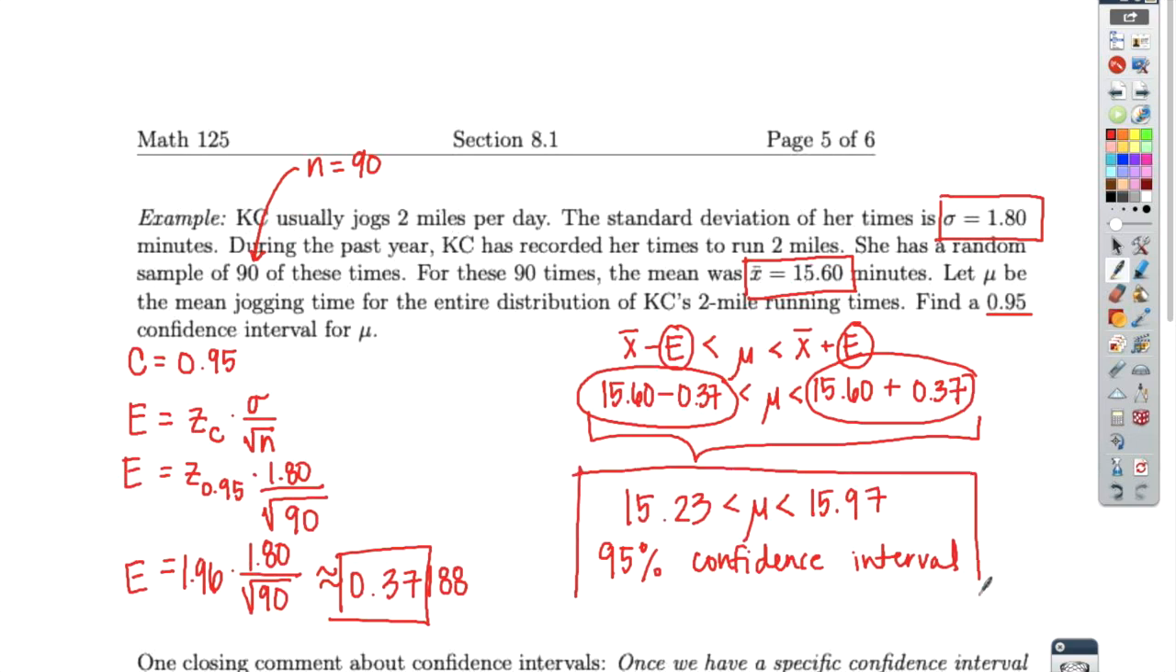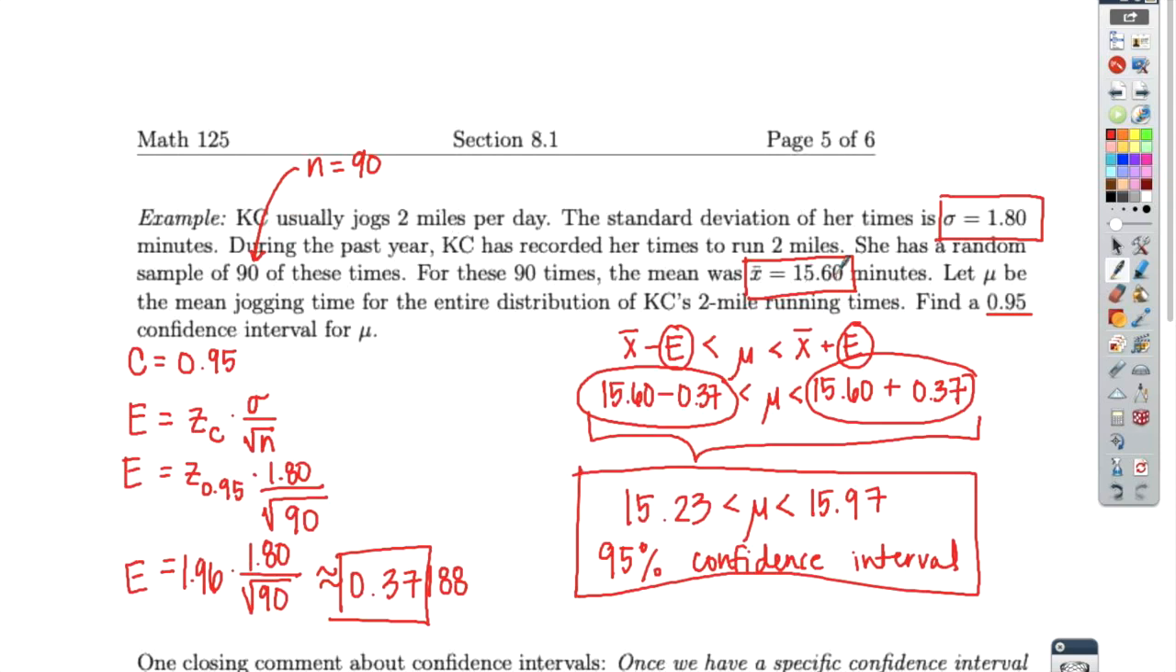So here's what this means. Casey jogs 2 miles a day. She has not recorded her time for every single one of these runs. Maybe there's hundreds of data values, I don't know. But what she does have is data for a sample of size 90. She's recorded times for 90 of the runs. So she's got a sample mean, 15.60 minutes, and a standard deviation, which is 1.80.